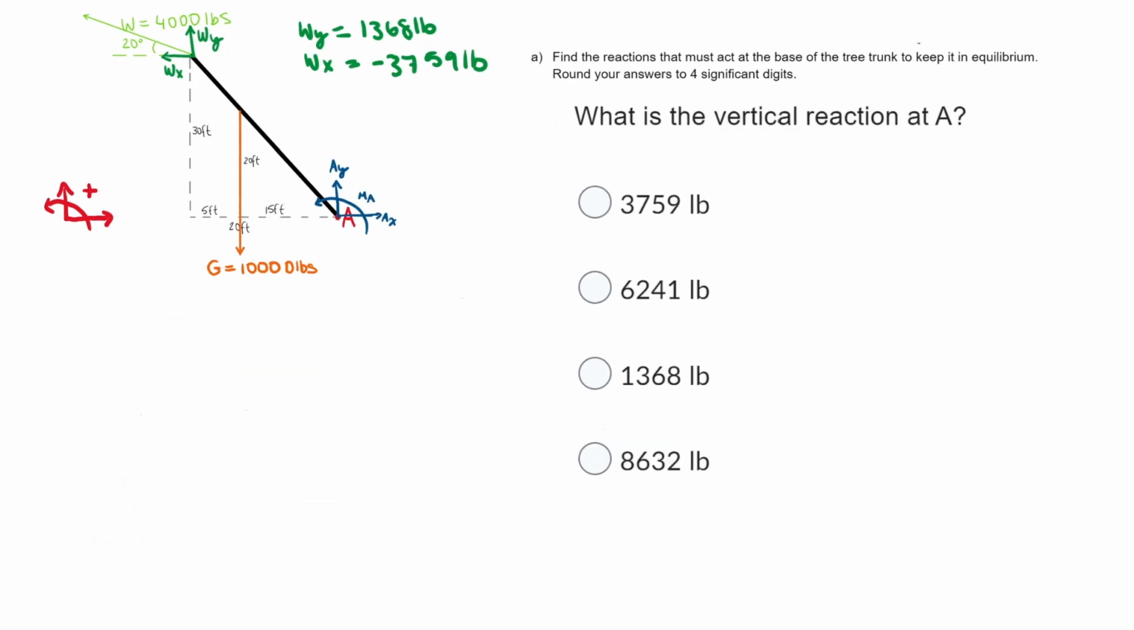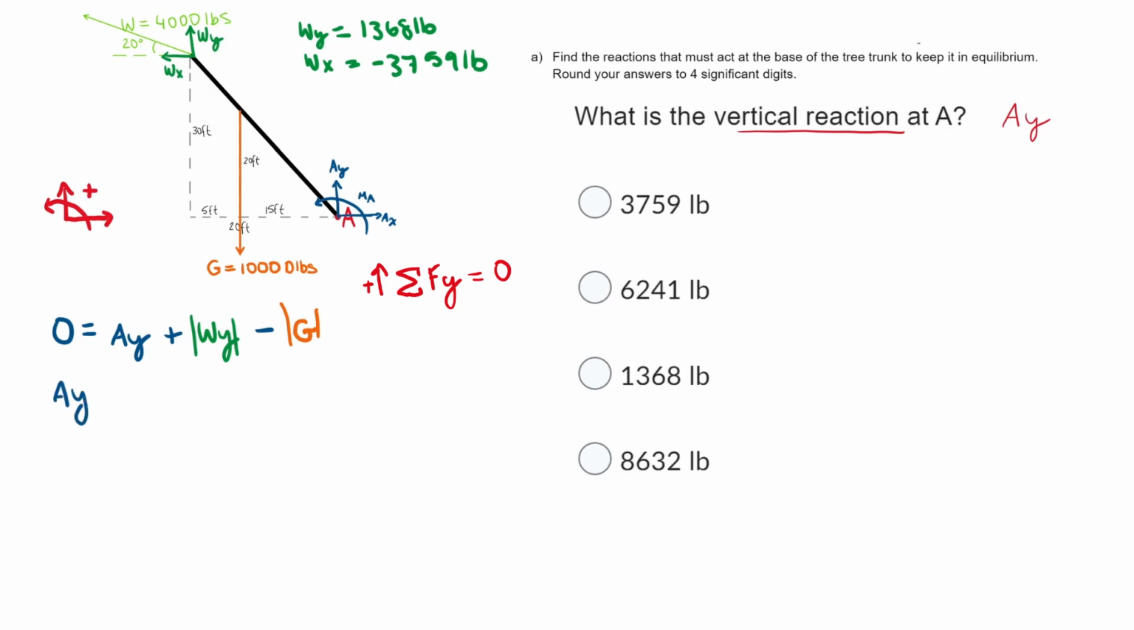Now we're going to take a look at the vertical reaction at A, which we've labeled AY. So we've already established we're using equilibrium equations, but this time we're going to be adding up all the forces in the vertical direction, which will include G. So we have AY, and we have the absolute value of WY, which is upwards, that's why we're adding it, and minus the absolute value of G, it is downwards, which is why we are subtracting it.